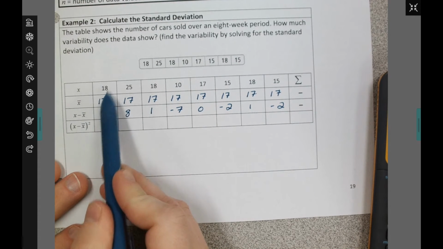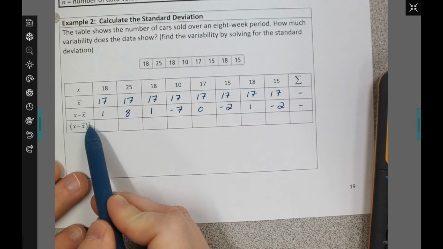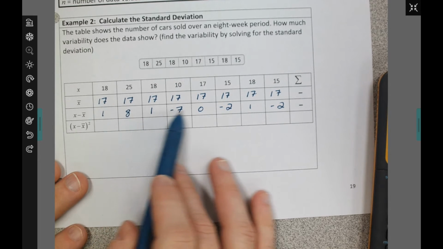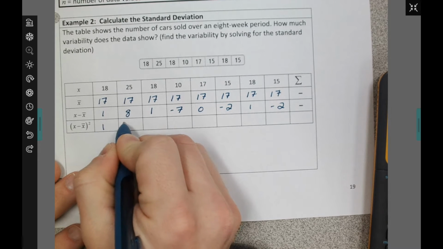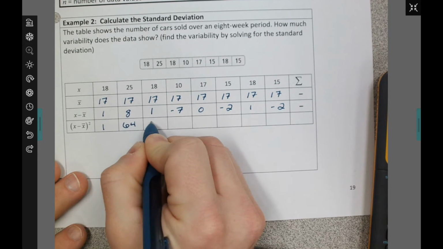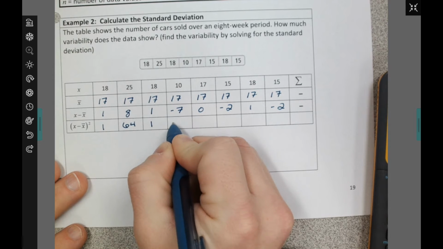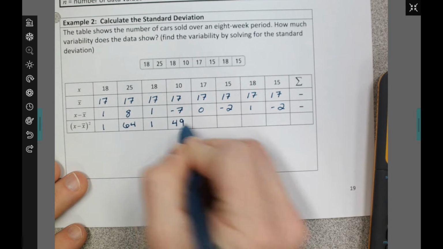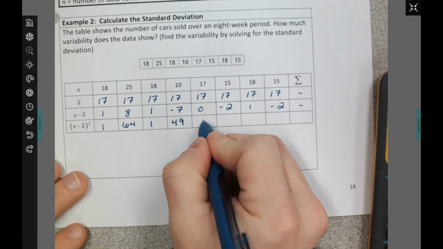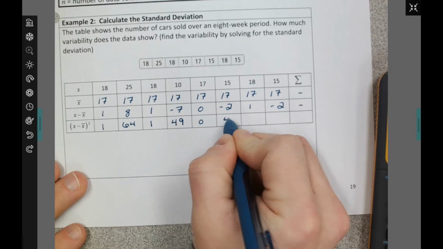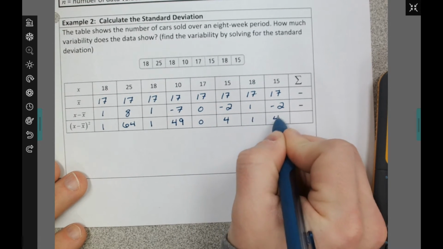Okay. Our last and final row that we're filling in here is X minus X bar, our data value minus the mean, and then we need to square it. So really, you're just taking this row right here, squaring them. So 1 squared is 1, 8 squared is 64, 1. Negative 7 squared is going to give me a positive 49. Okay, remember, negative times a negative is a positive. 0 and 0 gives me 0, 4, 1, 4.